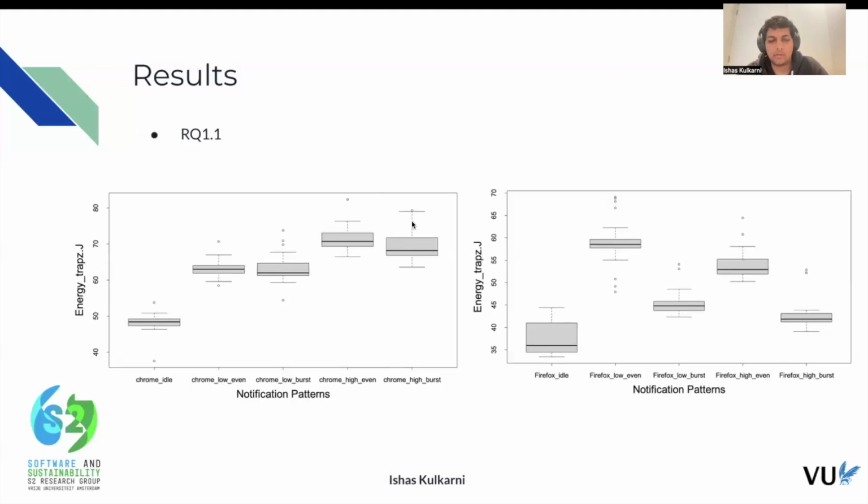And in this slide, when we look at the distribution of the received notifications from these box plots, both Chrome and Firefox tend to consume less energy when receiving the notifications in burst. This can be seen from the box plots here. And Firefox shows a more pronounced effect as compared to Chrome, as seen here on the right hand side.